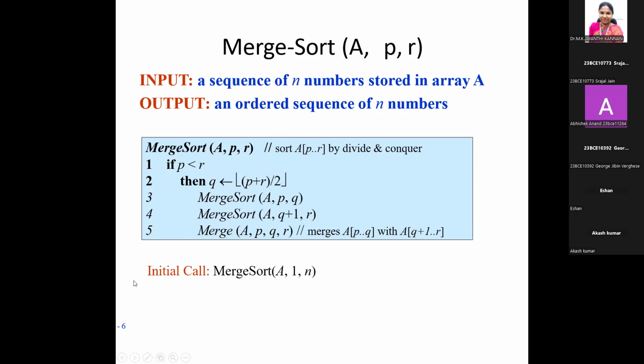Any doubt in the logic? Merge sort is an important algorithm. Any doubt in the logic of the merge sort, or the pseudocode, or the algorithm?